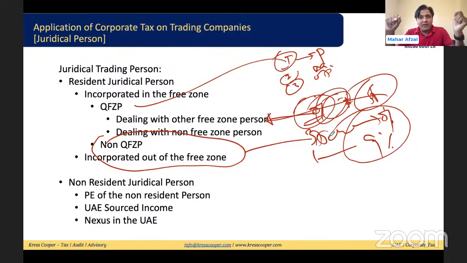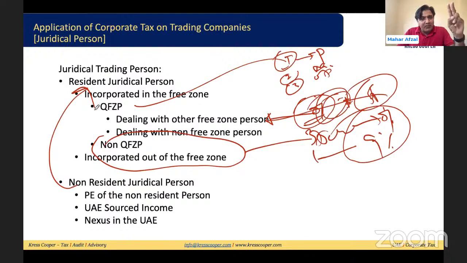One possibility is there, but that possibility again will be converted back into the resident juridical person. That possibility is the UK company, for which I have already given one example. If that UK company is being controlled and managed from the UAE, then it will be converted from a non-resident juridical person to a resident juridical person. So if this is being controlled and managed from the UAE, it will be treated as a resident juridical person.